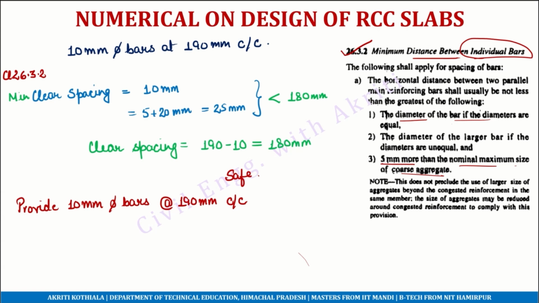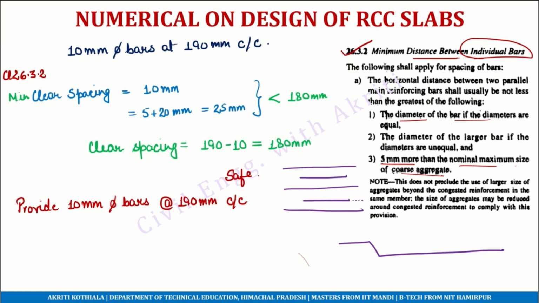Now there is another thing which we have to consider while providing these bars, is that the alternate bar is bent up. So whenever we are providing bars in a slab, let's say these are the bars which we are providing, they will be bent up. The bent up part I am showing with a dotted line here. So every alternate bar will be bent up. Why do we have to bend up these bars?